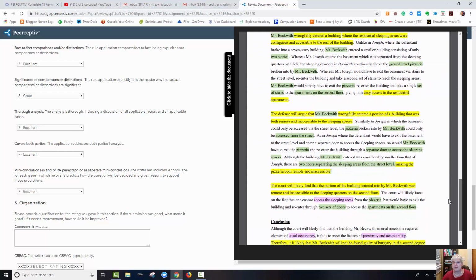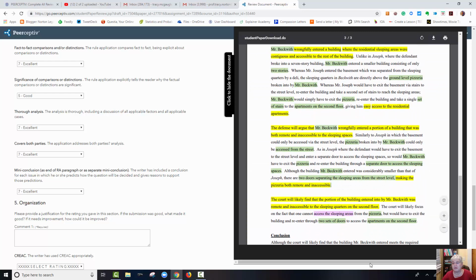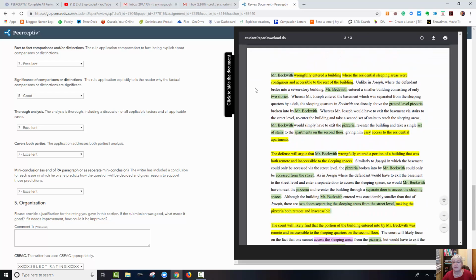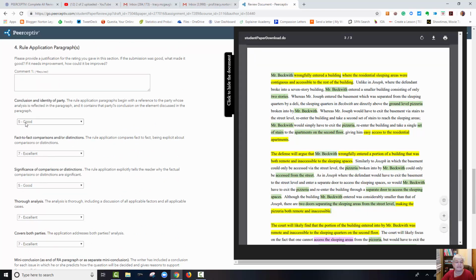So as I go through and look at the applications for the next set of criteria, "Mr. Beckwith wrongfully entered." So again, it talks about accessibility, which is good. I would like for it to mention the threat of violence, but it's okay that it doesn't. He wrongfully entered, but it doesn't tell from whose point of view this paragraph is. So again, I'm going to stick with my good rating on conclusion and identity of party. "Unlike in Joseph, where the defendant broke into a 7-story building, Mr.